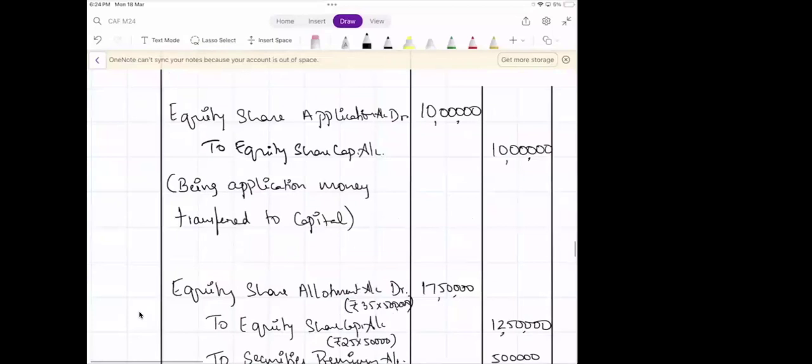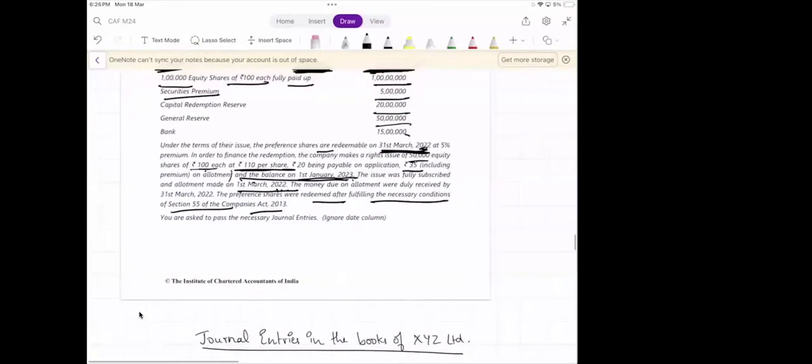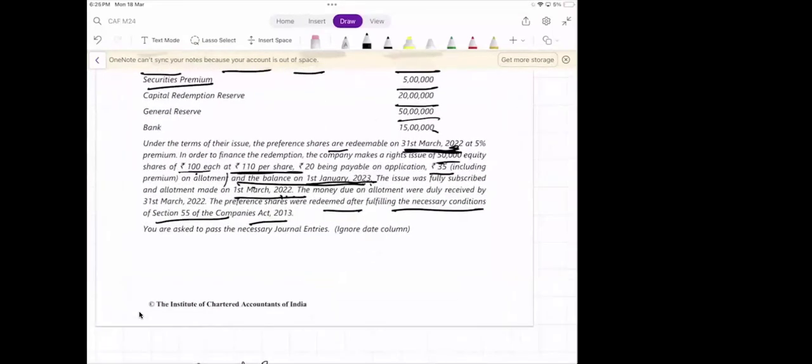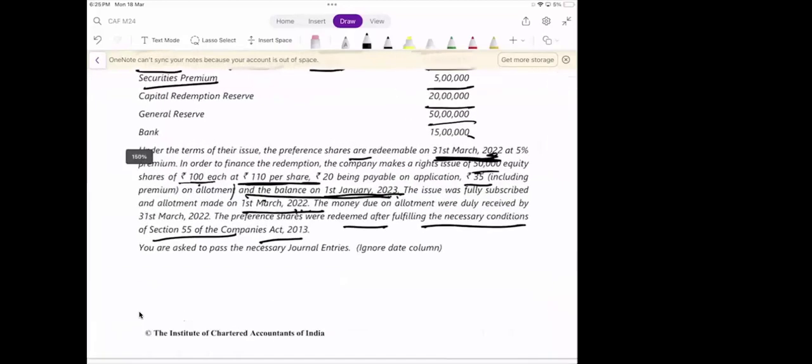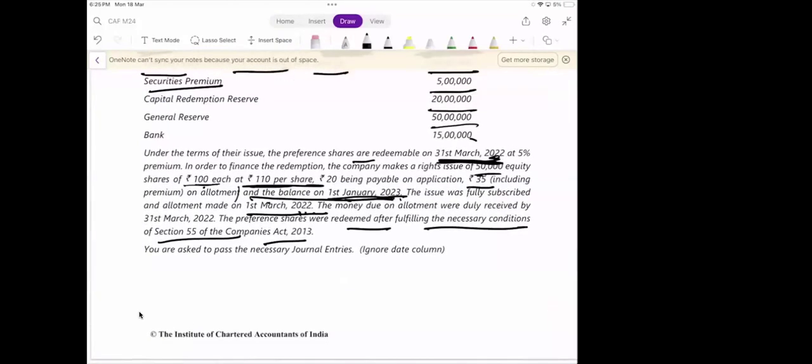Next up, we are now going for the call stage, because the call is happening on 1st January 23, but the redemption is happening on 31st March 22. So I'm not going till the call stage. Let's next go for the redemption of the preferences.